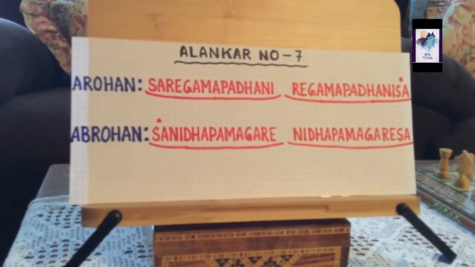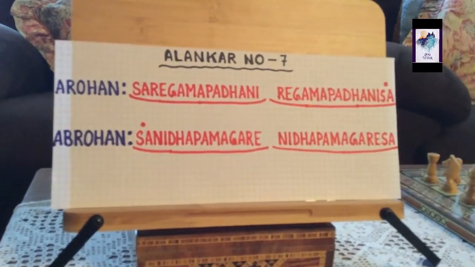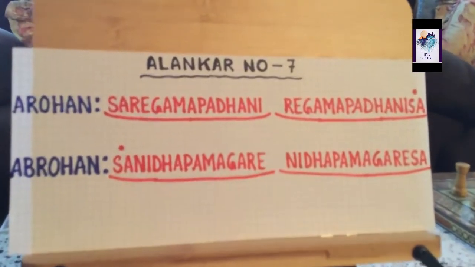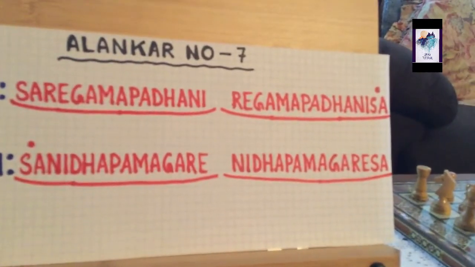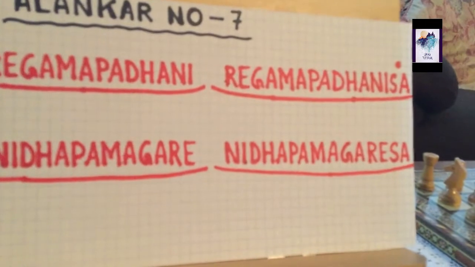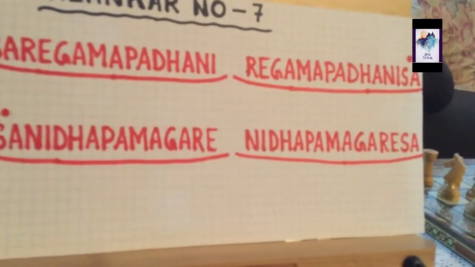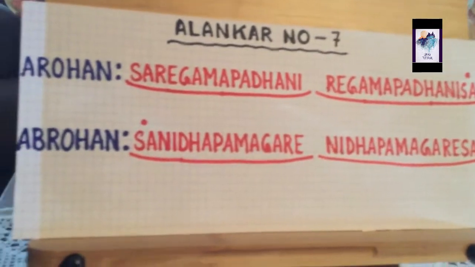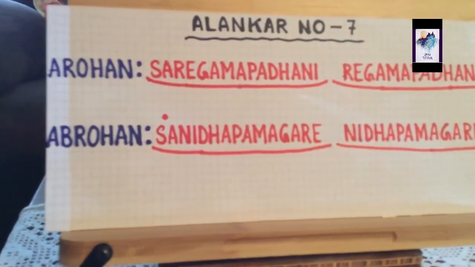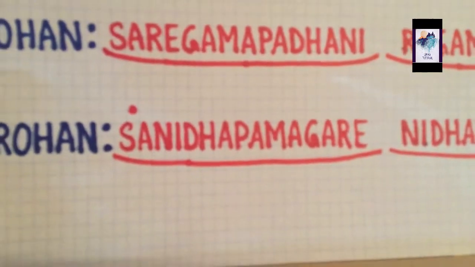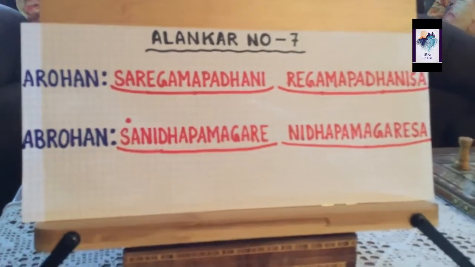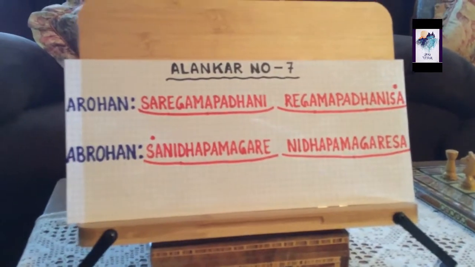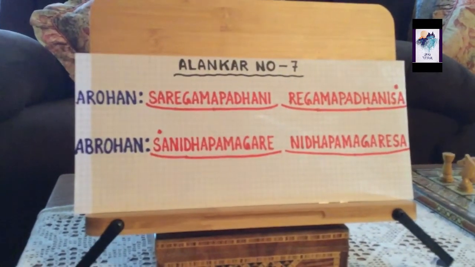So Alankar number 7, you have to write in this way, in a straight line. Arohan: sa re ga ma pa dha ni, 7 notes in each beat with the curve, re ga ma pa dha ni sa, and see there is a dot above the note which indicates, what does it indicate? Yeah, the Taar Saptak Sa. And Avrohan, same thing, it starts from the Taar Saptak Sa. So the dot is there and 7 notes exist together in each beat. Clear? So this is Alankar number 7. This notation writing method is known as the Pandit Vishnu Narayan Bhatkhande method.